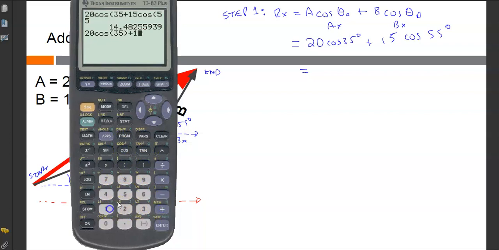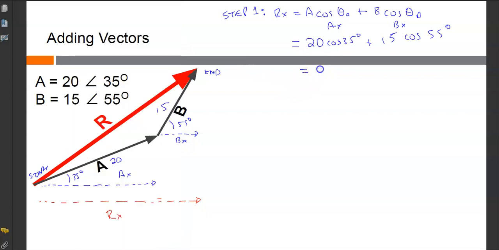And then go plus 15 cosine 55. You can close that one if you want. There's nothing after it, so it doesn't really matter. I'll go ahead and put it. But 24.98, I'm going to just put 25. That's close enough, right? But see how the 14 and a half is nowhere close? So always close those things off. There's my 25. And that's step 1.